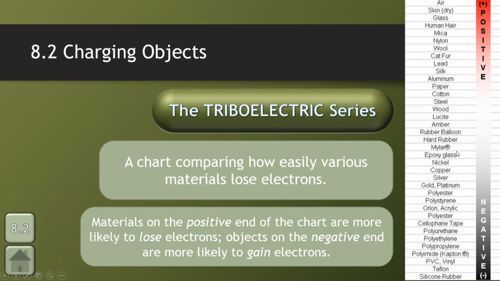So for example, if you blow up a balloon, which is made of rubber, and you rub it against your hair, the hair is likely to lose electrons because it's closer to the top of the series, and the balloon is likely to gain electrons because it's closer to the bottom of the series.